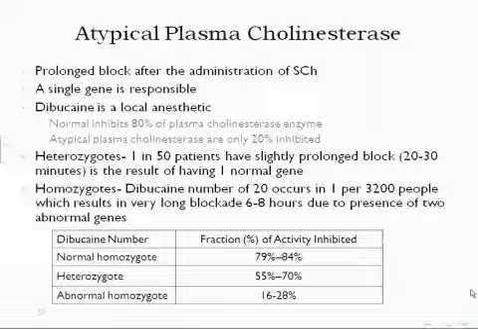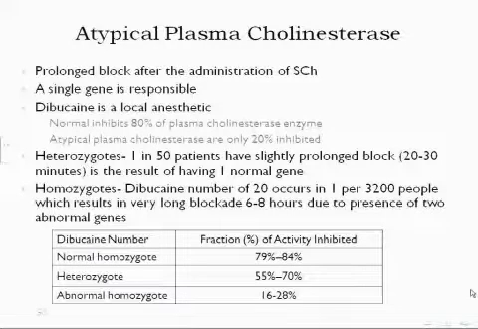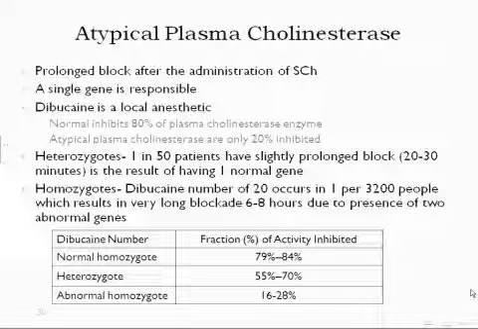Okay, if you're heterozygous, which is 1 in 50 patients who will have this problem, you'll see that their activity is anywhere between 50 to 70%, and they have a prolongation of block for about 20 to 30 minutes. And it's because they have one normal gene, so you still have adequate numbers of pseudocholinesterase, but just the action of the drug is going to be prolonged. If you're, on the other hand, homozygous, which is about 1 in 3,200 people, it results in a very long blockade of anywhere between 6 to 8 hours. When you look at your dibucaine number, it doesn't really affect the inhibition of activity, so the number you get is usually around 20%.